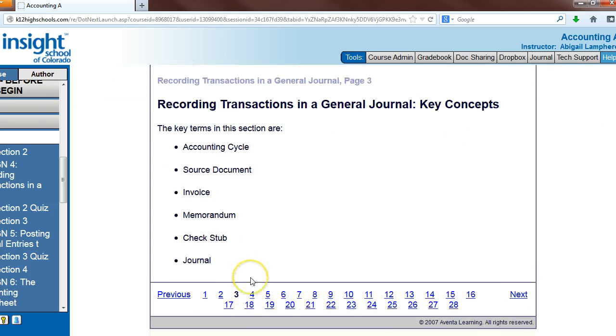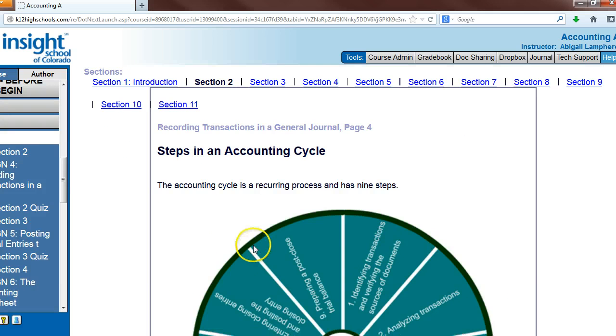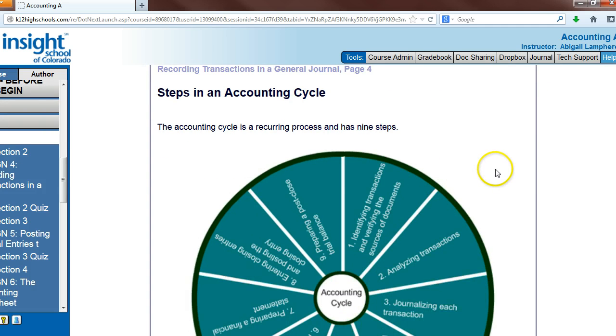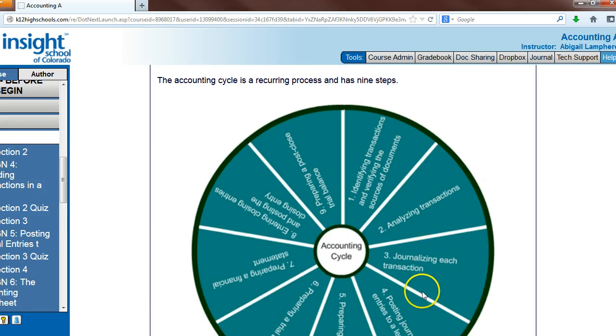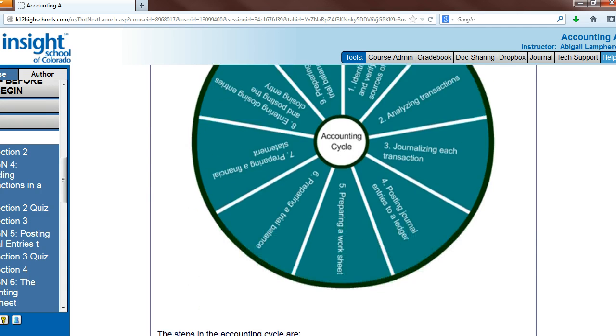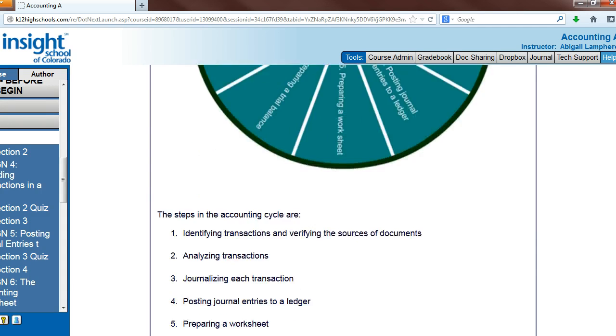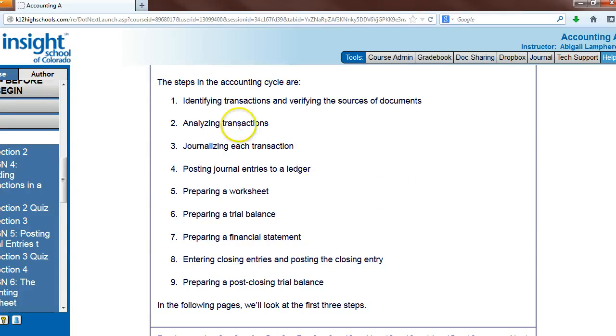Let's get started. First of all, the accounting cycle has 9 steps. Throughout the course of the accounting year, we're going to be going through all of these 9 steps, and some of those steps several times. The steps are identifying transactions and analyzing transactions. We've already done these things, so we should already be familiar with those first 2 steps.